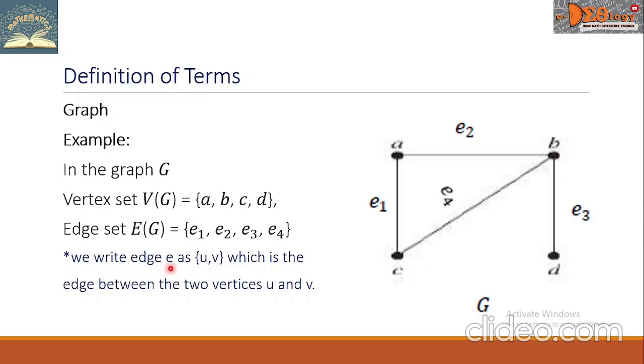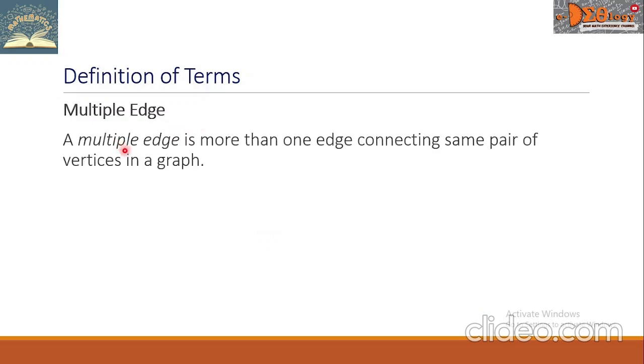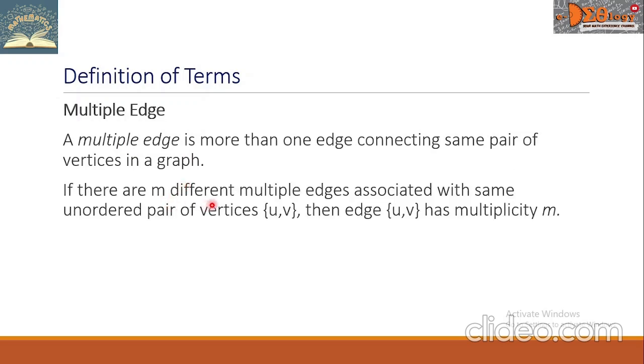We write edge E as the pair UV, which is the edge between the two vertices U and V. Next term is multiple edge. A multiple edge is more than one edge connecting same pair of vertices in a graph. If there are m different multiple edges associated with same unordered pair of vertices UV, then edge UV has multiplicity m.